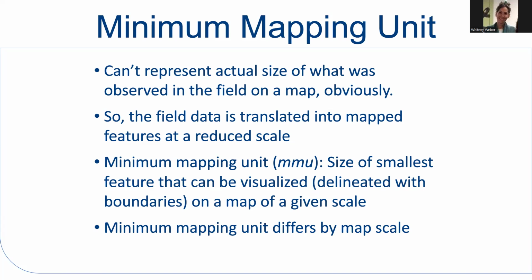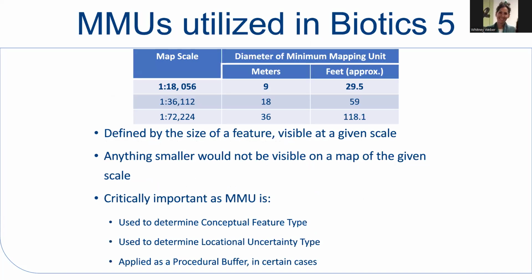And that minimum mapping unit differs by map scale. So typically we use 1 to 18,056 as the map scale. And if we're using that map scale, 9 meters is the smallest feature that can be seen on a map of that scale. Anything smaller would not be visible.